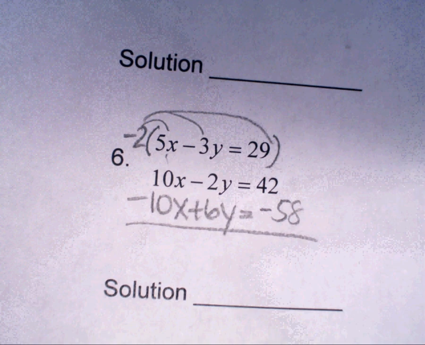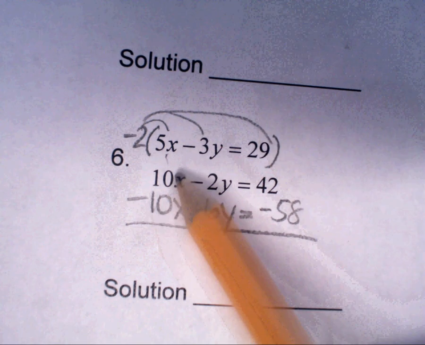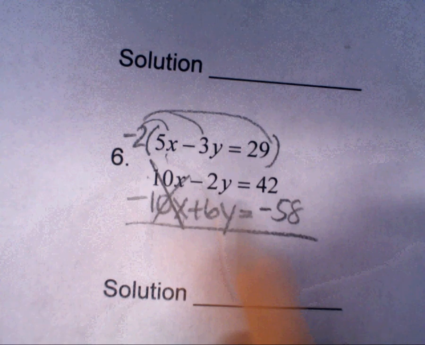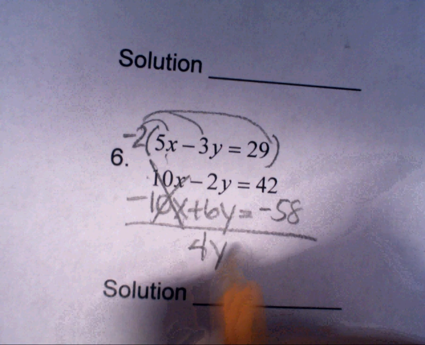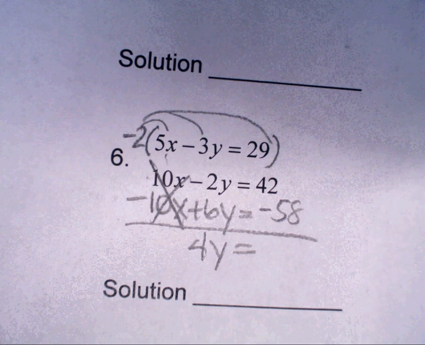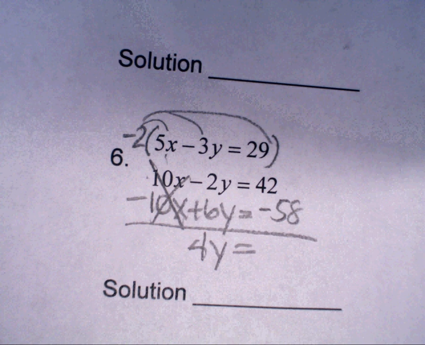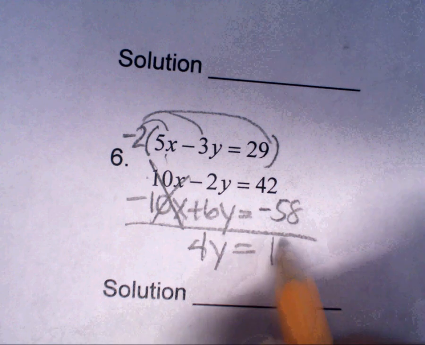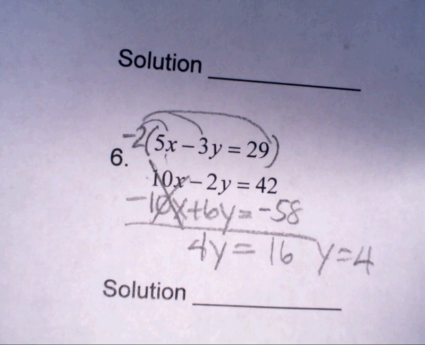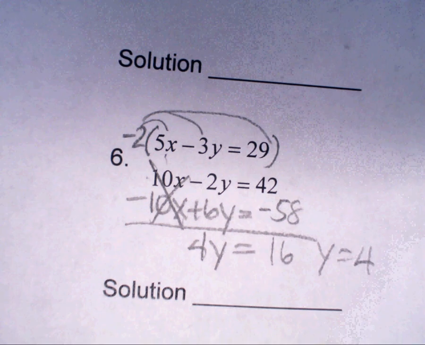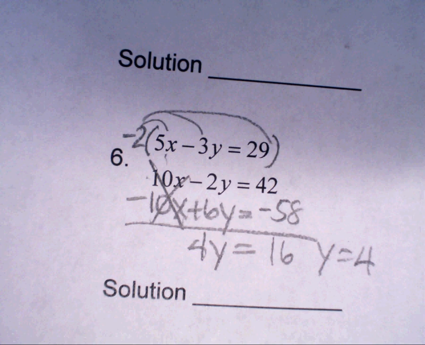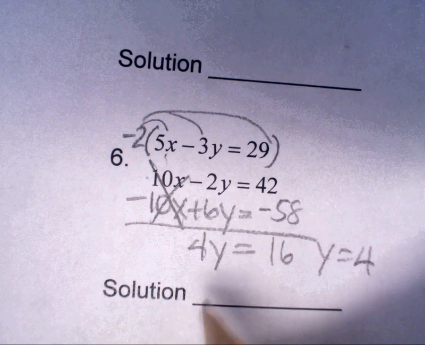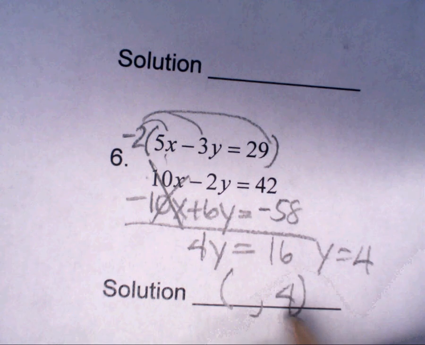Okay, so now what I have is these two equations, so those do cancel. 4y equals, let's see, what is that? Not very good. It's a 16. So y equals 4. Now, it doesn't matter where you plug this in. You can plug it into your new equation. You can plug it into your old equations. Either way, it should work.